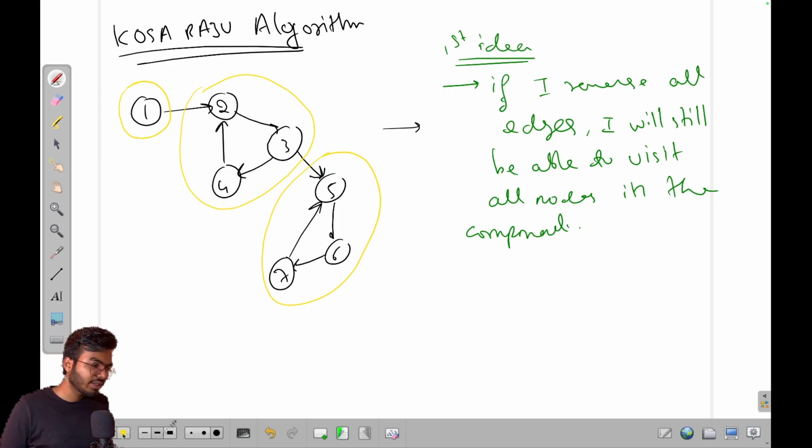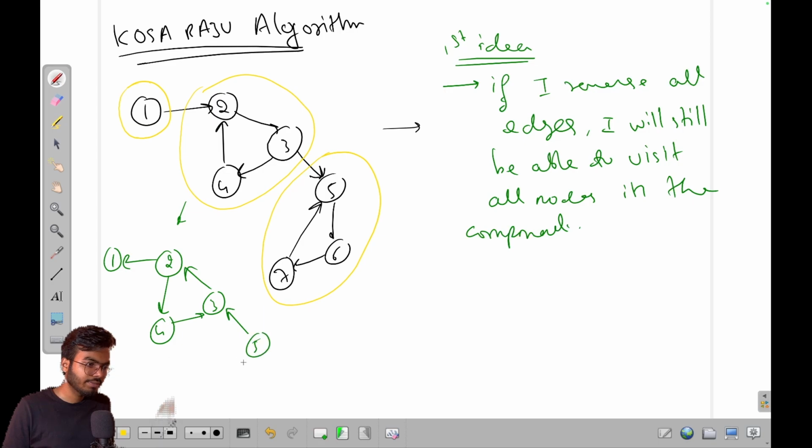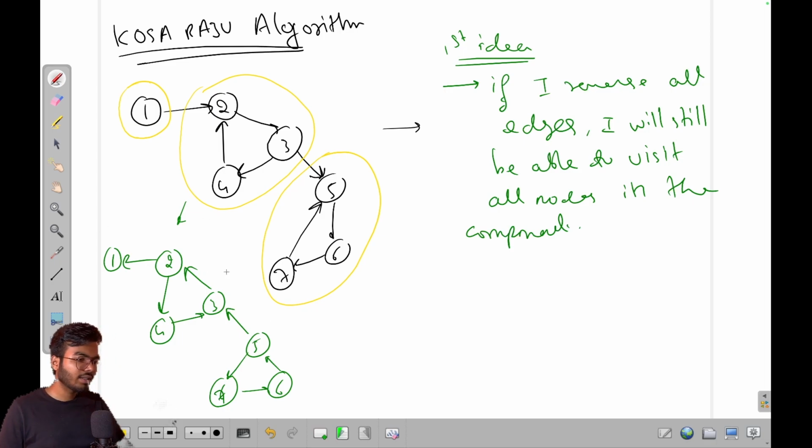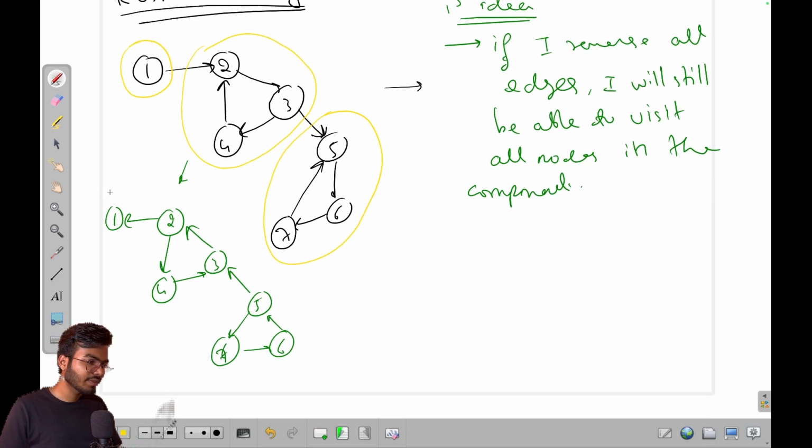So let's also consider the reverse graph of this whole graph. So we have 1, then we have a reverse edge, 2, then we have something like 3, then we have 4, then like this, and then like this, 5, 7, then 6, and then up. Okay, so in this graph also there are the same strongly connected components. This is a strongly connected component, this is a strongly connected component, and this is a strongly connected component.